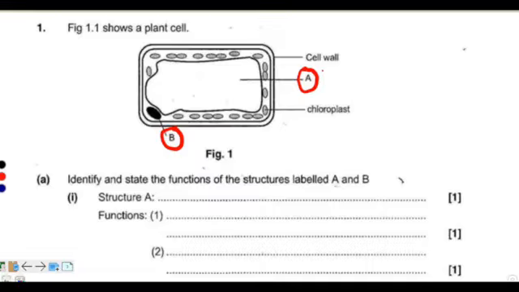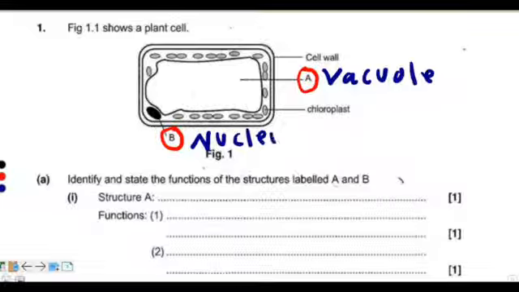So the structure labeled A is called the vacuole. Then the structure labeled B is called the nucleus. Now upon identifying them, you should also be able to state their functions. So what is the function of the vacuole? What does it do in a cell?